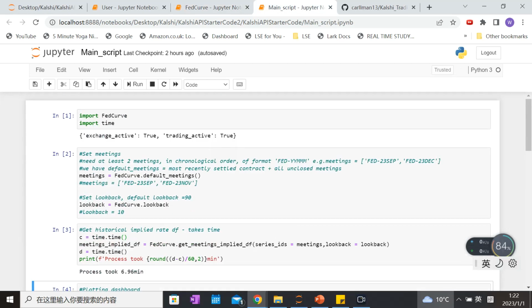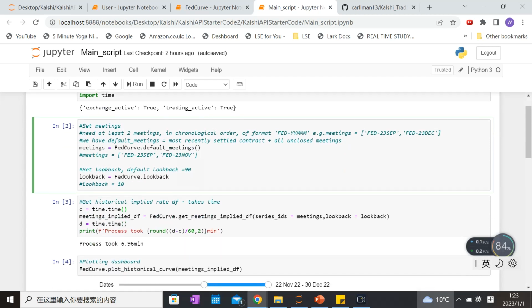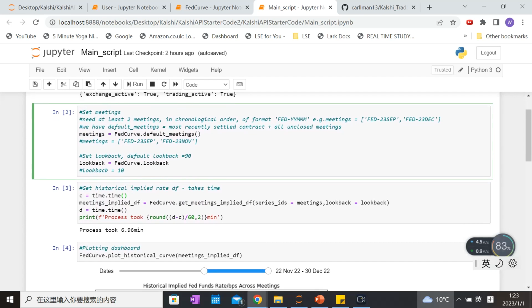And finally, for our main script, you can adjust some default parameters, which include meetings and lookback. Here we use default meetings to be the most recently settled contract. For example, in our case, it's our December meeting, and all the unclosed contracts, which include all the meetings in 2023. But of course, you can change that if you only want to look at 2 meetings, September 23 and November 23. You can do that as well, as long as you provide more than 2.